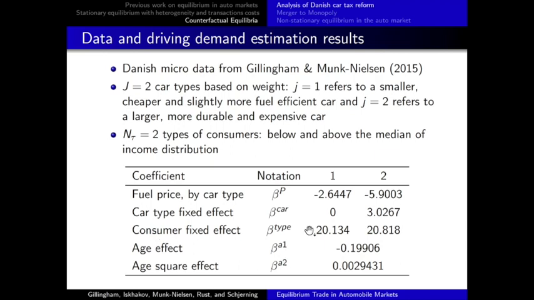Essentially, there's the consumer fixed effect, and there's a car fixed effect. So car type 2, which is the luxury car, is driven more, and then there's a fuel price. The fuel price or price per kilometer varies by car type. So one is more fuel efficient than the other.